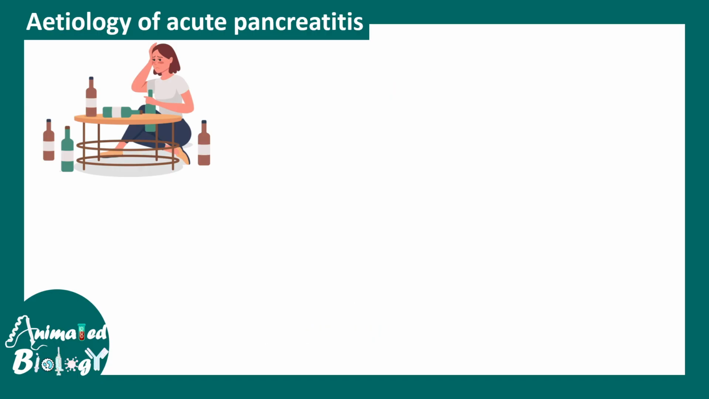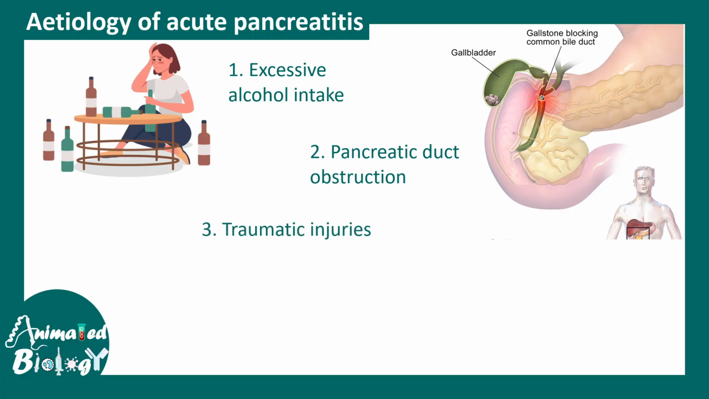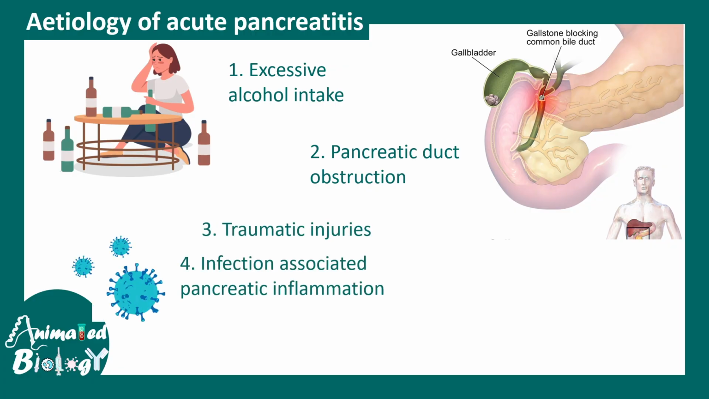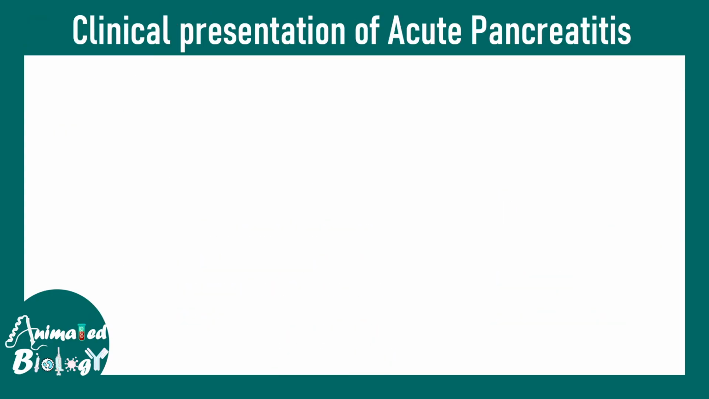The major causes of acute pancreatitis are alcoholism and biliary obstruction. There could be gallbladder stones that might lead to obstruction. There could also be traumatic injuries and infections, especially mumps and other viruses like Coxsackie virus. Metabolic disorders can also lead to acute pancreatitis. Alongside that, ischemia and genetic factors could underlie acute pancreatitis.